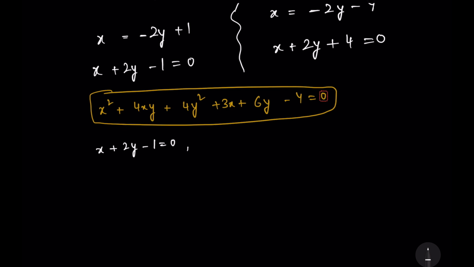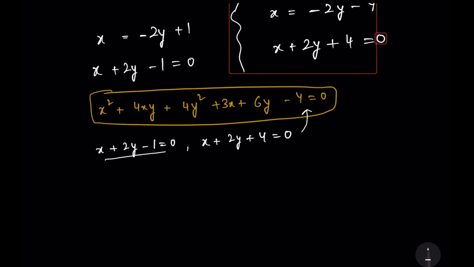This is line 1, and line 2 is x plus 2y plus 4 equals 0. These are the two lines which are represented by the pair of straight lines given by this. Now, how do you find the distance between two lines? And tell me whether these two are parallel lines.